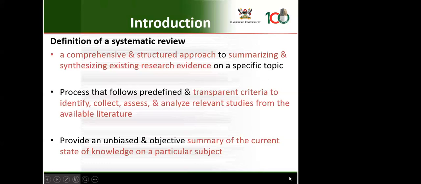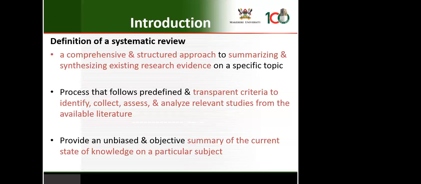So I picked out a few definitions and I highlighted some of the things that I need us to note in this session. The first one: a comprehensive and structured approach to summarizing and synthesizing existing research evidence on a specific topic. I need you to take note of those words that are in red or maroon. The process that follows predefined and transparent criteria to identify, collect, assess, and analyze relevant studies from the available literature, and then to provide an unbiased and objective summary of the current state of knowledge on a particular subject.